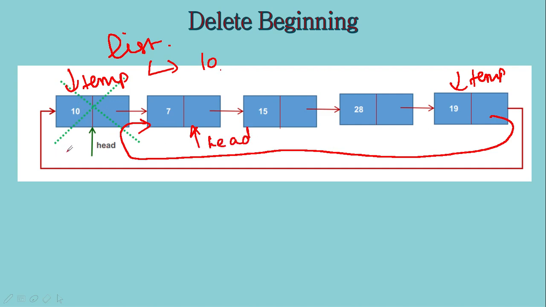Because this memory is dynamically allocated using malloc, it's good practice to give it back using free. So let me store the address in temp1, because temp has already moved here. Right, so let me store the address of the first node in temp1, and I'll be storing the data in D, and then I'll be calling free. Maybe I'll be slightly changing the order of the steps so that I'm not losing anything, but this is the concept behind doing a delete at the beginning, right?